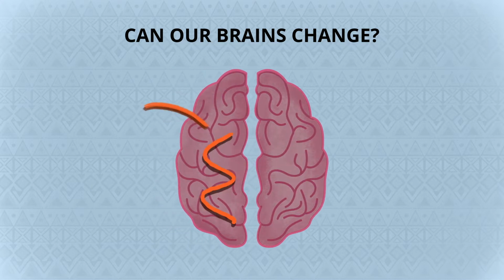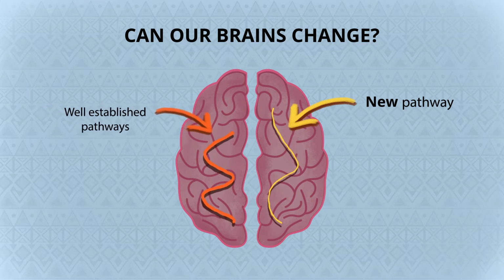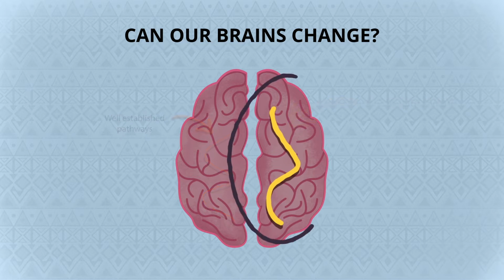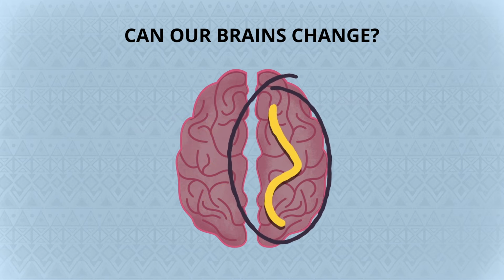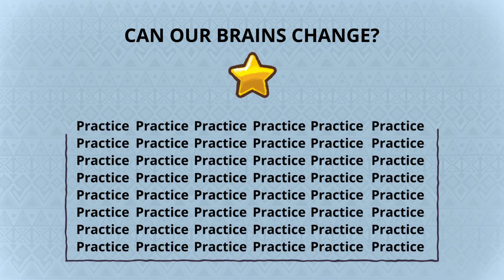Our brains have a series of well-established pathways that reflect our habits. But we can change or build new habits. If we learn a new way of doing something, our brains will develop a new pathway. If we start using this new way of doing things more frequently, the old pathway becomes less defined and the new pathway becomes more established. If we use the new pathway often enough, it becomes a habit. But we need lots and lots of practice.